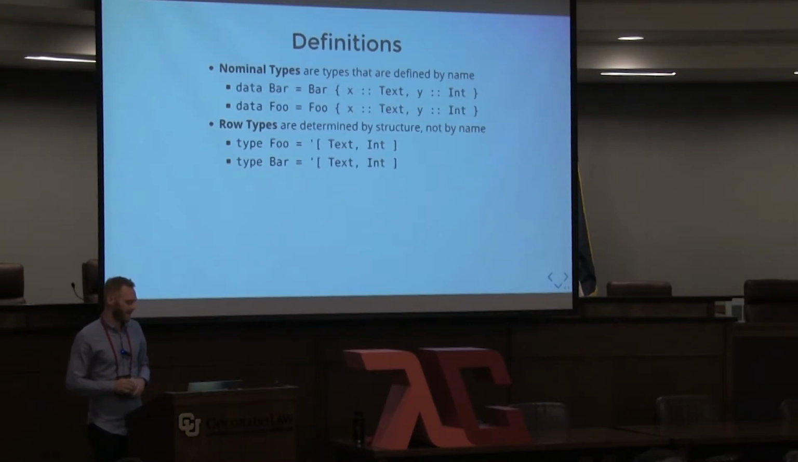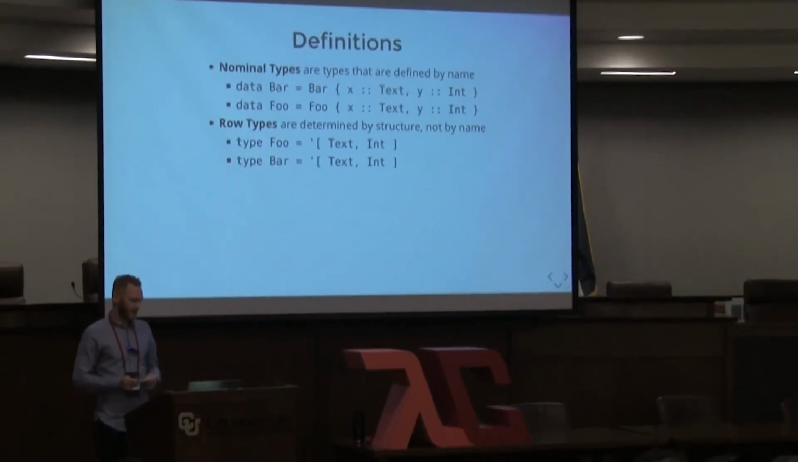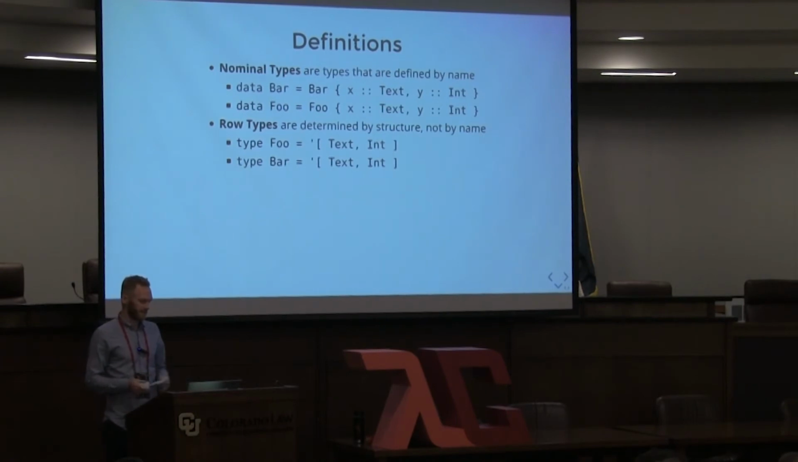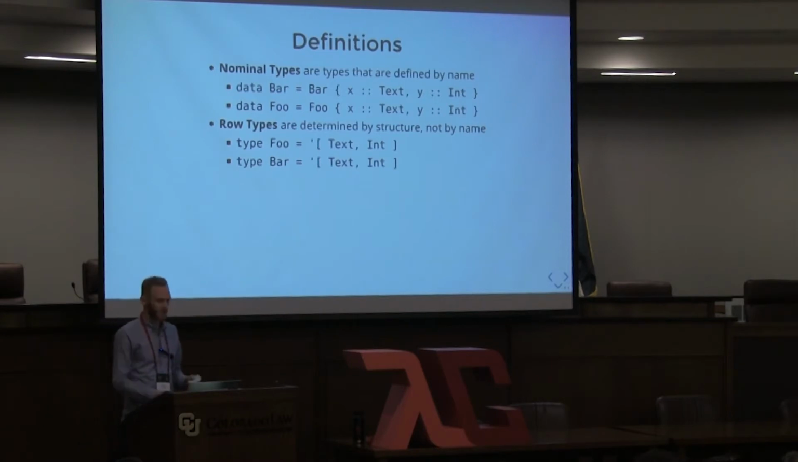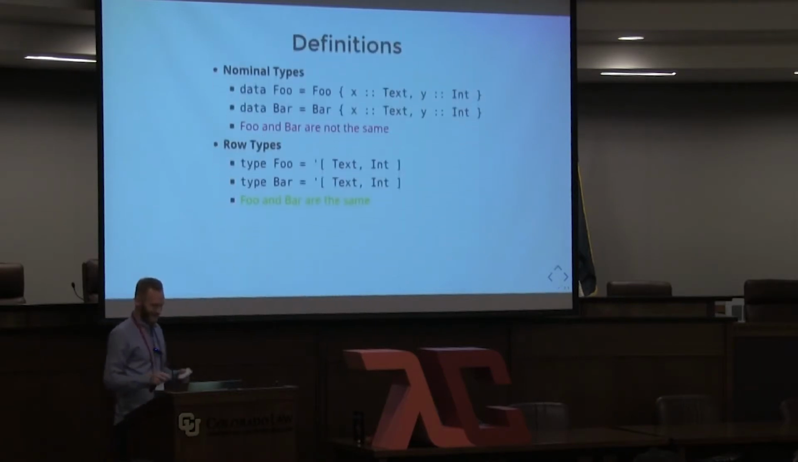Conversely, row types are determined by structure and not by name. So in this example, the row type Foo and the type Bar. And I have my little laser pointer here. These two are the same, but these two do not have the same structure, obviously. Sorry, I'm not supposed to say obviously anymore. I didn't mean to say that.